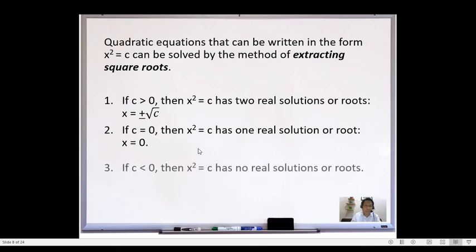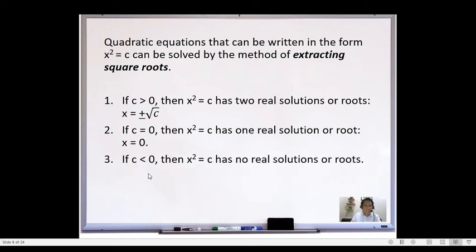And we have the last case. If c is less than 0, then x squared is equal to c has no real solutions or roots.